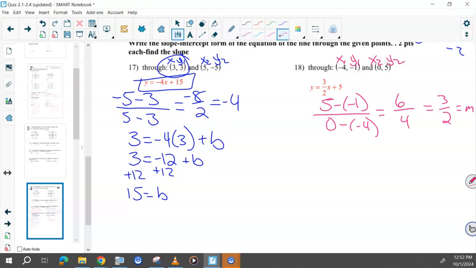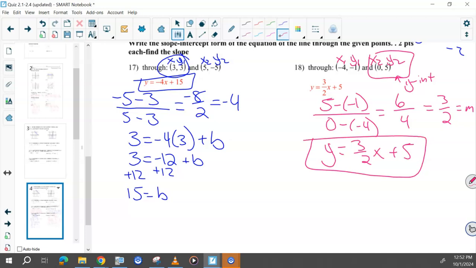Normally you would do either this work or the point slope work, but this one gives you the y-intercept. Because it gave you the y-intercept, you don't need to solve for it. You still can, but you don't have to. And I can go straight into the equation. Y equals 3 over 2x plus 5. Questions on that?